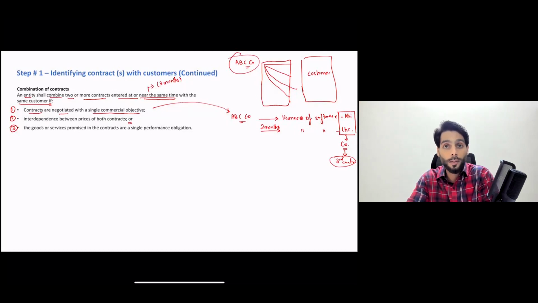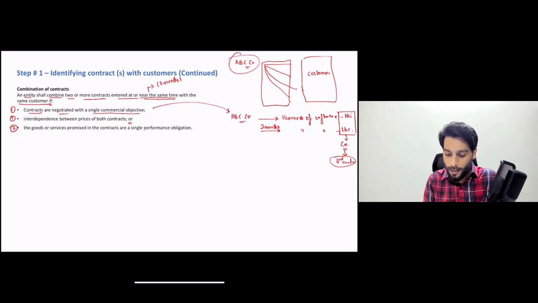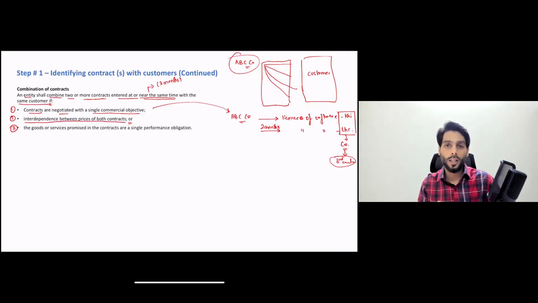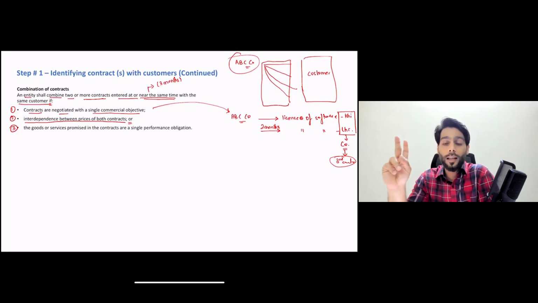This is the first example. Now moving on to the second condition. This says that if there is interdependence between prices of both contracts, so the company enters into two different contracts, but there is interdependence between the prices of both contracts, then both contracts, though legally separate, should be combined together under the clause of combination of contracts.